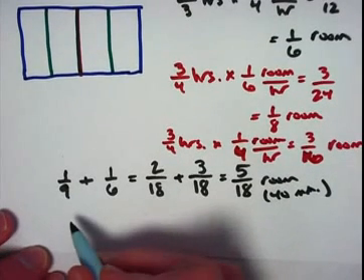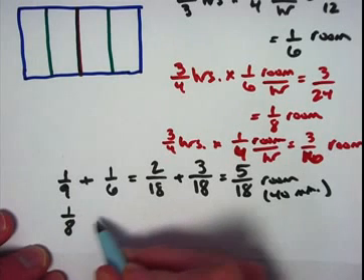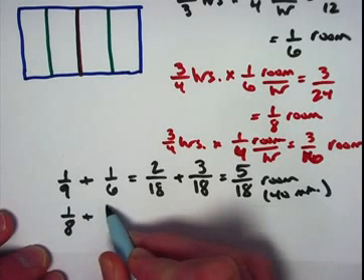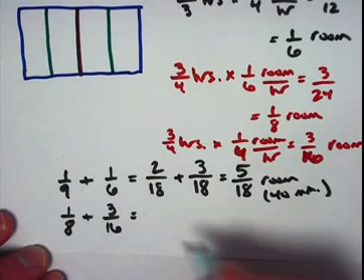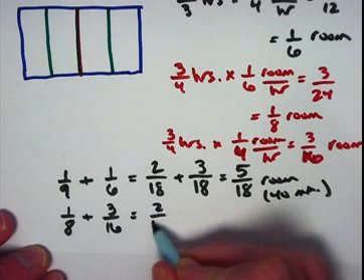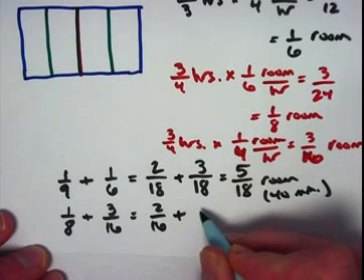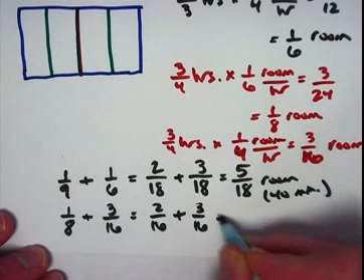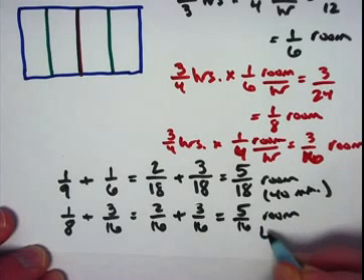And then finally, for 45 minutes if they work together, Greg could do 1/8 of the room. Marcia could do 3/16 of the room. Pause the video and do that on your own. If you're back, you're seeing that the answer is 2/16 plus 3/16, which is 5/16 of the room in 45 minutes.